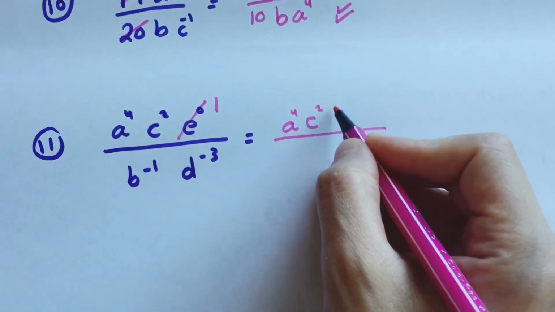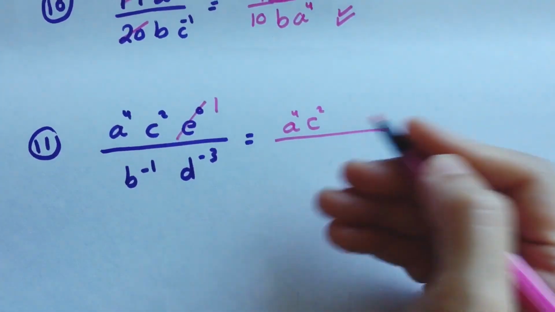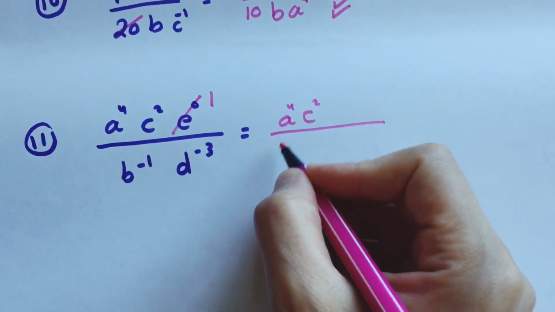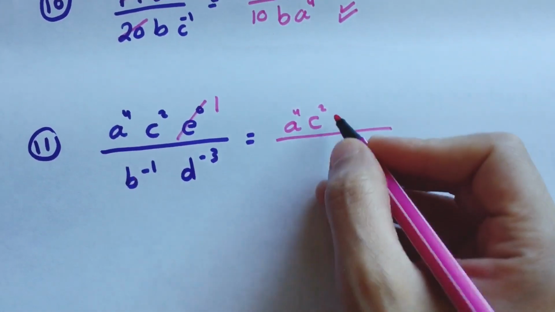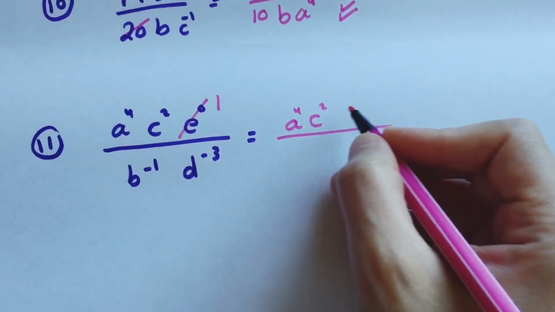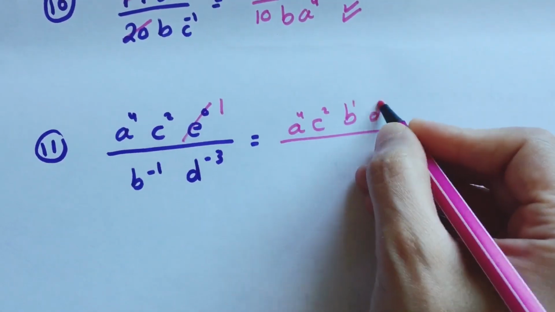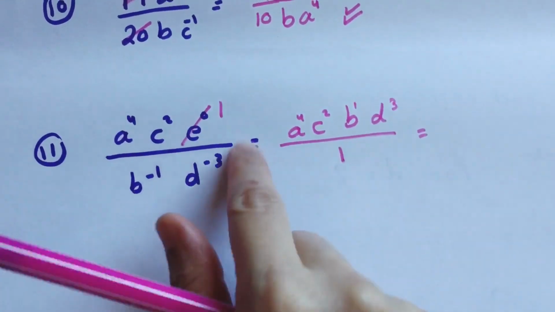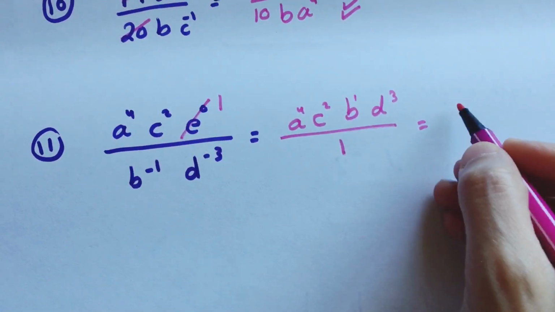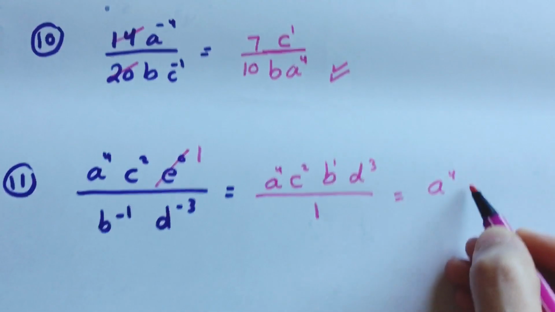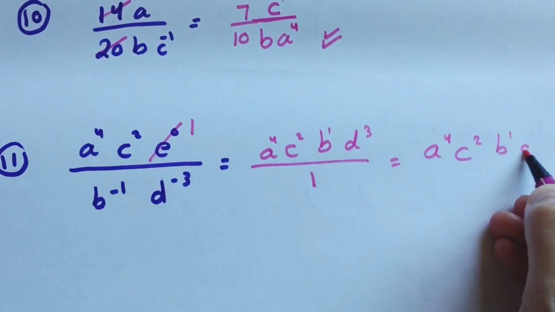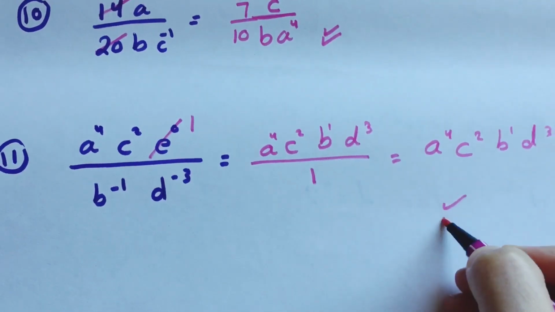If you want to write it, but anything times 1, it will be the same number, so I will not write it. Okay, and the b, I will take it up, and the d, I will take it up. It will be b to the power of 1, b to the power of 3 over 1, because everything goes up. Now it will be a to the power 4, c square, b to the power of 1, d 3. That's it.